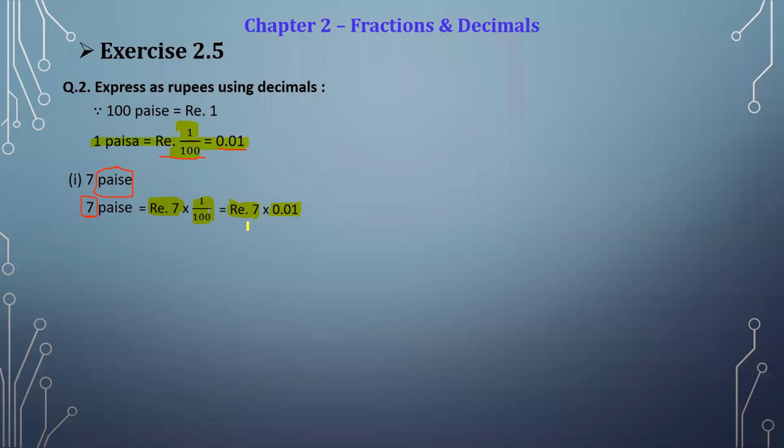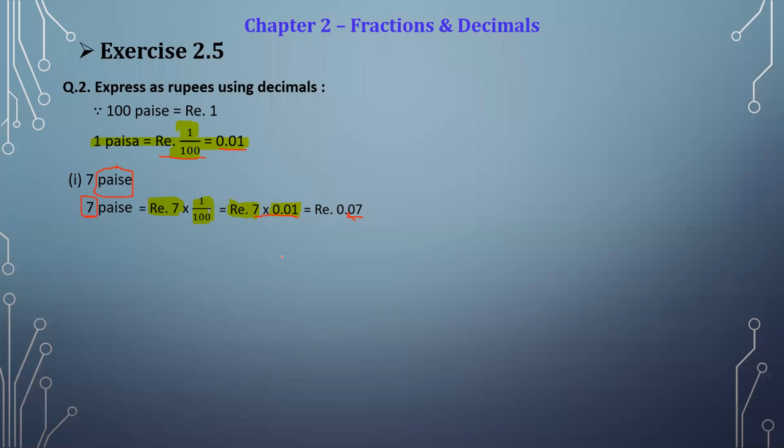So therefore, the final answer will be 0.07, because you have to multiply 7 by the given value 0.01. You know that 7 ones are 7, then 700, with the decimal point as it is, then again 0.07. So therefore, the final answer is 0.07, which is the conversion of paise into rupees. In this way, we can convert paise into rupees. Now, this is the first example.